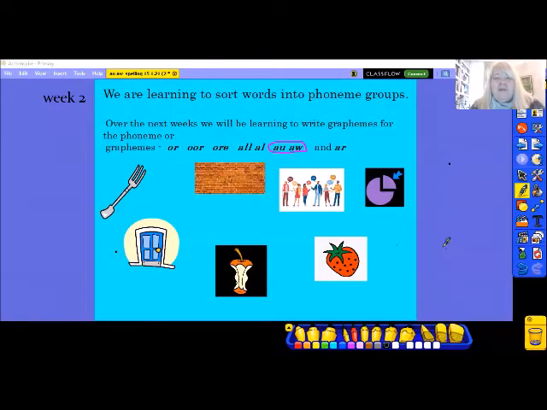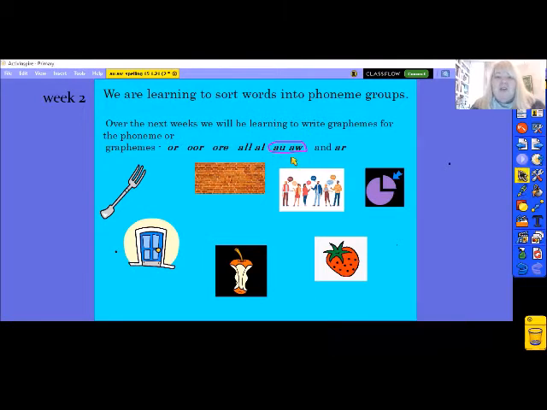Hi Year 4. This is the second lesson on phonics and we're looking at the phoneme or. Can you all say that for me? The phoneme or. Today we're going to be looking at the phoneme or spelt with AU and AW. If you look at the grid, at the pictures, you've got the word strawberry. That's got the or sound in it and the spelling is either AU or AW.